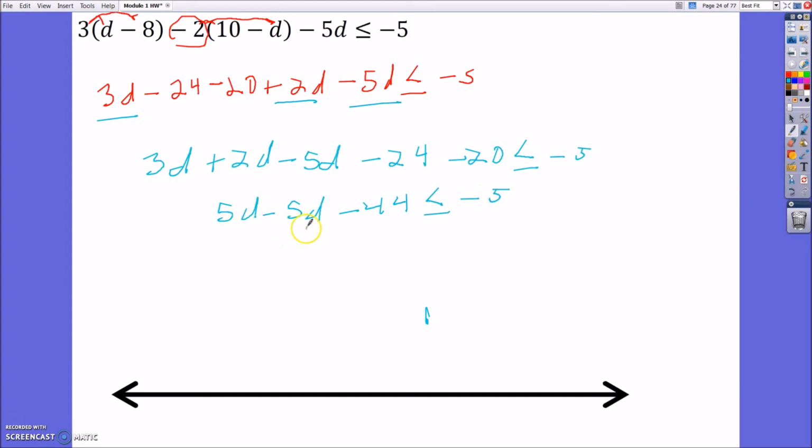When I have 5d and minus 5d, those cancel. It's just 0. I'm going to be left with negative 44 is less than or equal to negative 5. Now what we need to decide is, is this a true statement? Is negative 44 less than or equal to negative 5? And it is. Negative 44 is less than negative 5. Therefore, it's all real solutions. So you can just put 0 right here, and every number would be a correct solution.